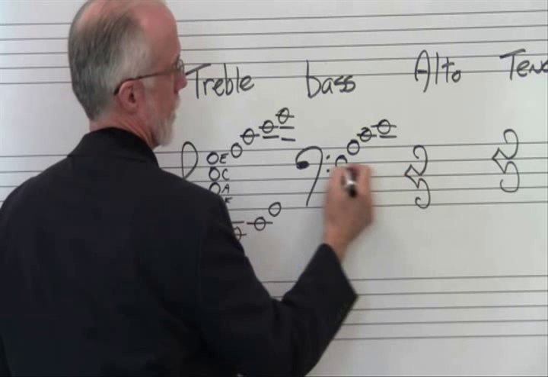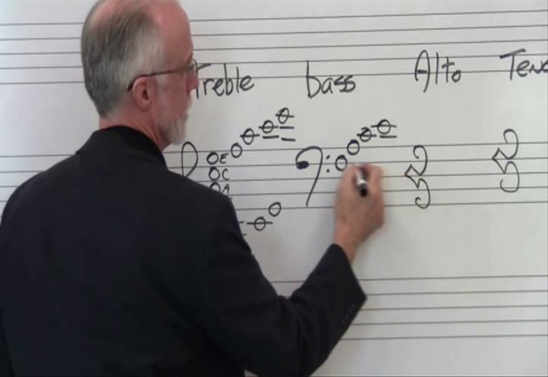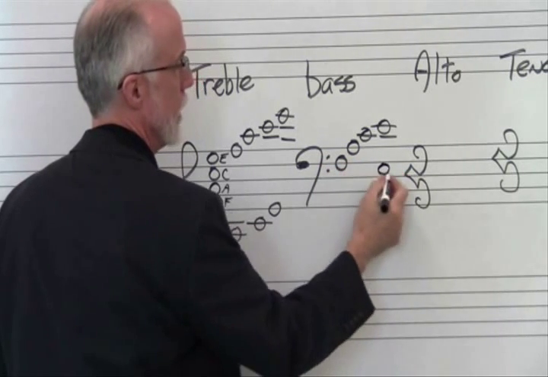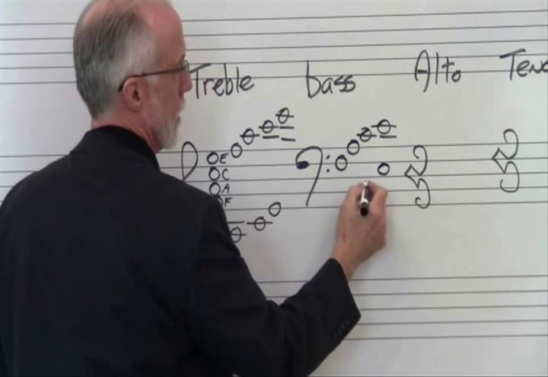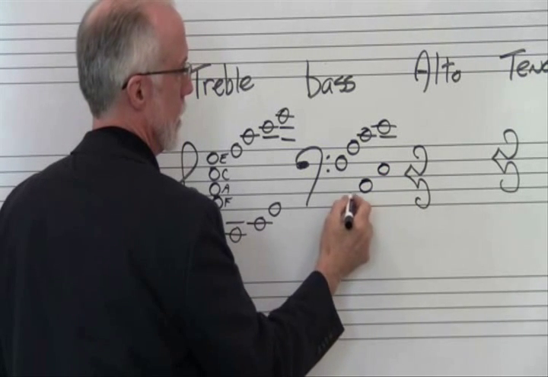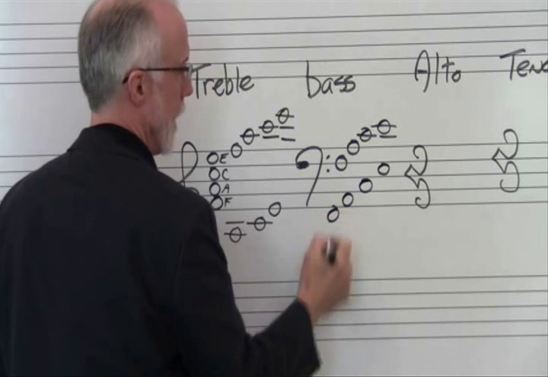Coming down, we know that this is F, so the space right below the F is E, C, A, F.